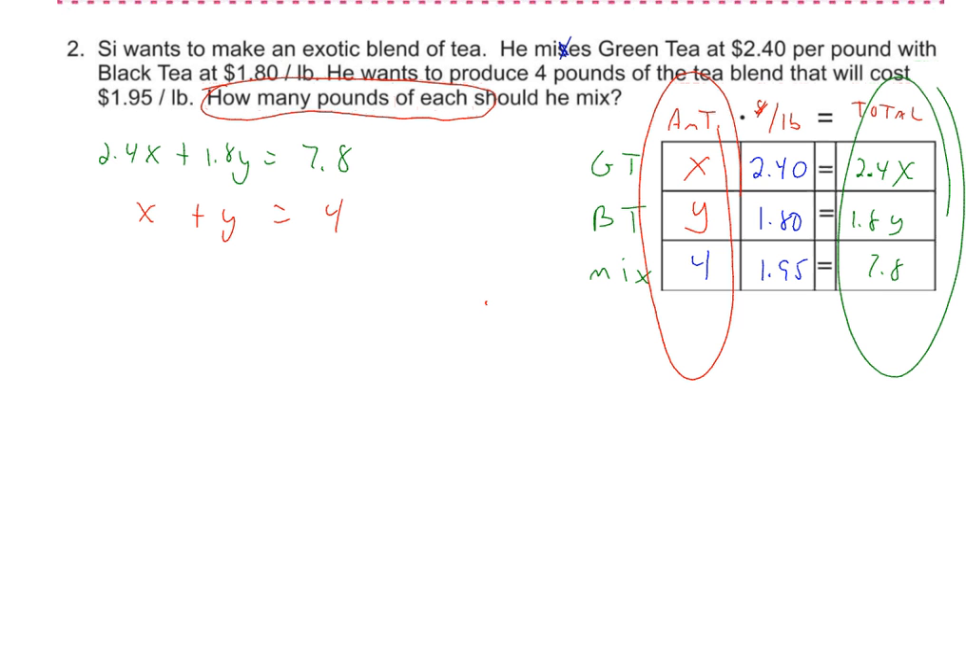X plus y does equal 4. Those are our 2 equations. They're always total equations. The totals always equal the mix. That's nice and easy. Makes life quite easy. All right. So when you start doing a few of these, it gets to be the same thing over and over again, and it sinks in a little more.